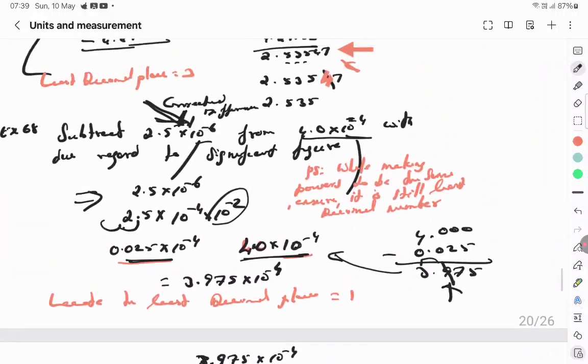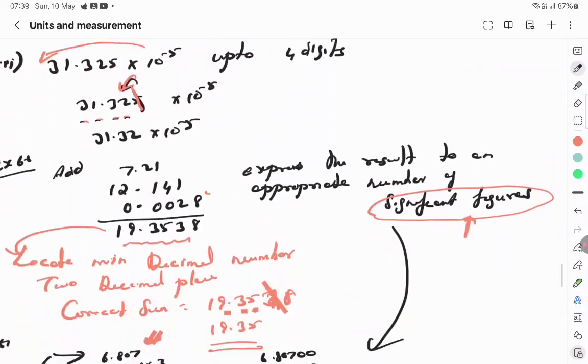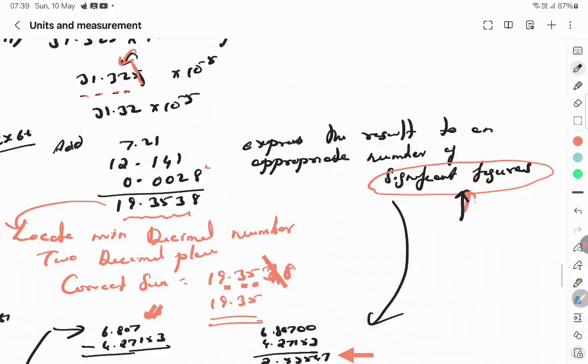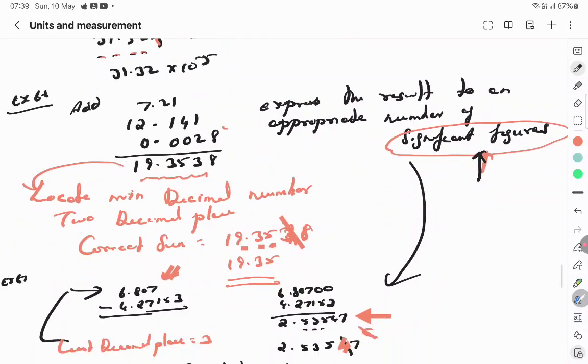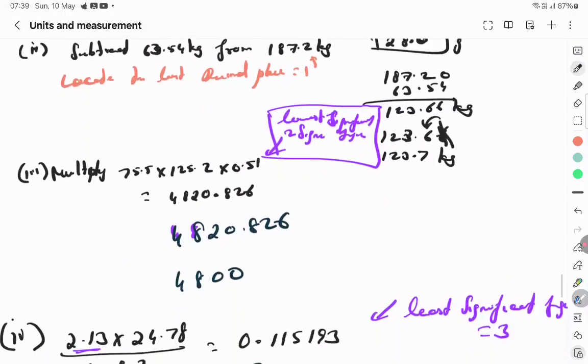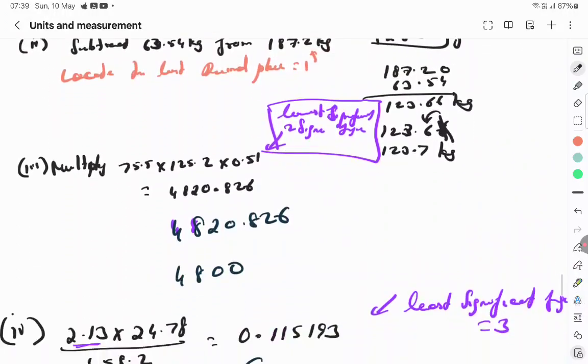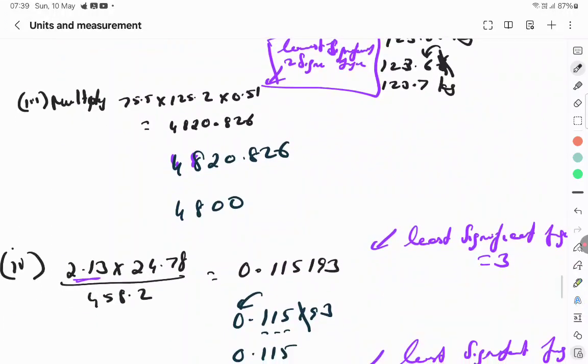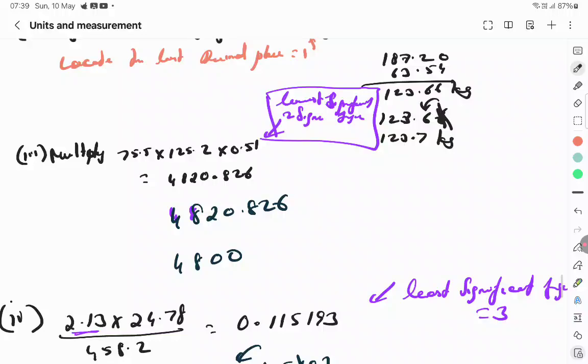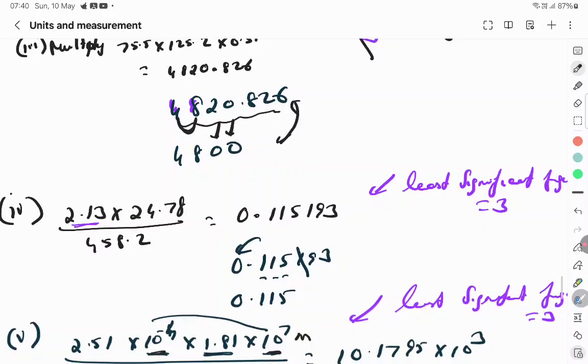Whenever they ask you to write it with the appropriate significant figures, in addition and subtraction it is about locating the least decimal place. But when it comes to multiplication or division, look at the multiplication I've done. You have to locate the least significant figure and round it off to the least significant figure. That's something you need to memorize. The least significant figure is just 2 significant figures. So your answer has to be rounded off to 2 significant figures, which is just 4 and 8. Replace the rest of it with zeros so that it's closest to the significant figure.